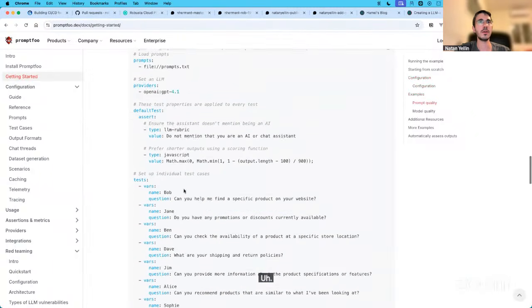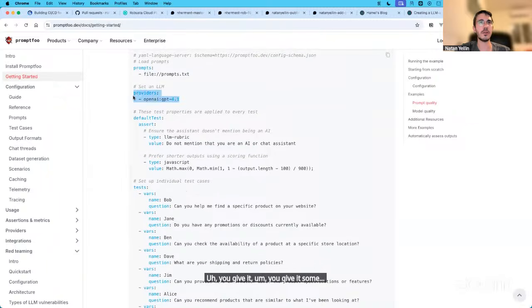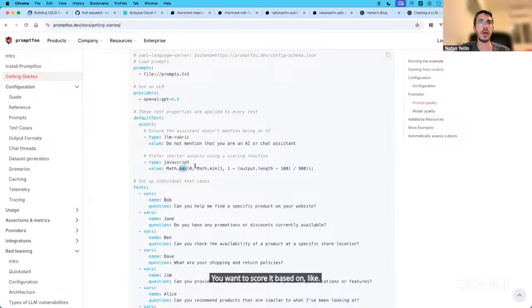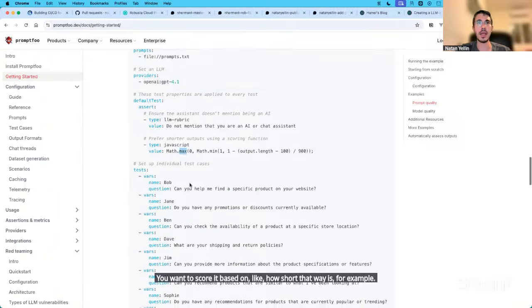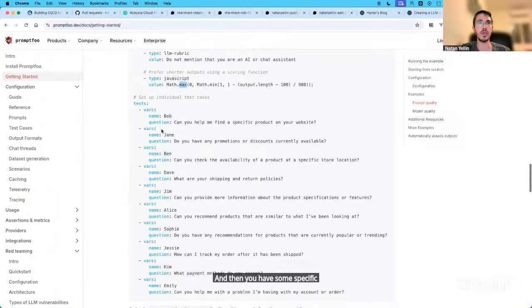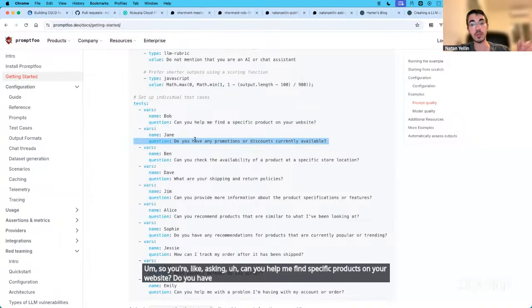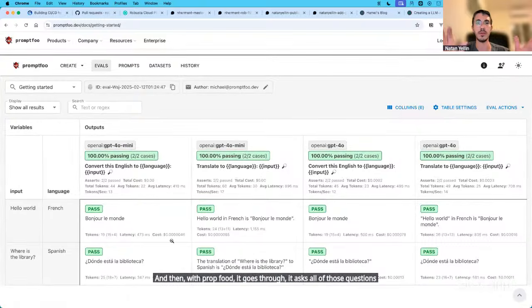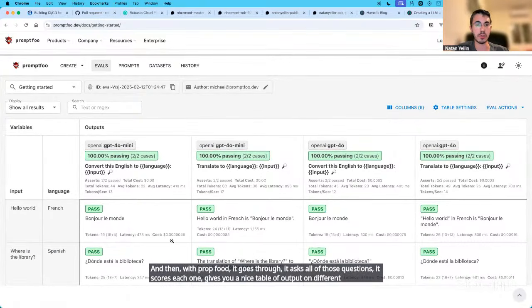The way Promptfoo works is you give it some LLM providers in YAML, and then you give it some test properties, like, okay, you want to test that it doesn't mention you're an AI or a chat assistant. You want to score it based on how short the output is, for example. And then you have some specific test cases. So here are questions you're asking: can you help me find a specific product on your website? Do you have any promotions or discounts currently available? Then Promptfoo goes through, asks all of those questions, and scores each one. It gives you a nice table of output on different models comparing to one another.